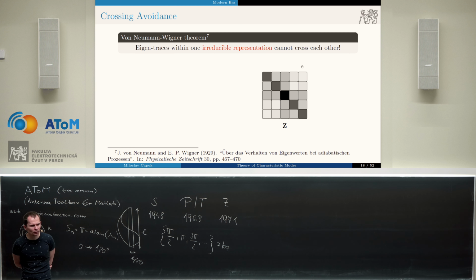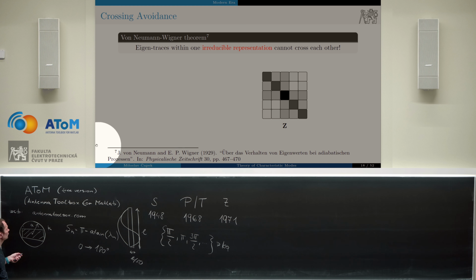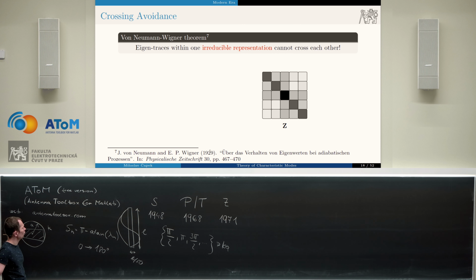And to be able to really move forward, we will need to employ the von Neumann-Wigner theorem. And you can actually learn all the details in this seminal paper of von Neumann and Wigner from 1929. But let's simplify it here, and let's explain the important implications for us on an example which is shown here. So, what does the von Neumann-Wigner theorem say? Simplified enough, it says that eigentraces within one irreducible representation cannot cross each other.